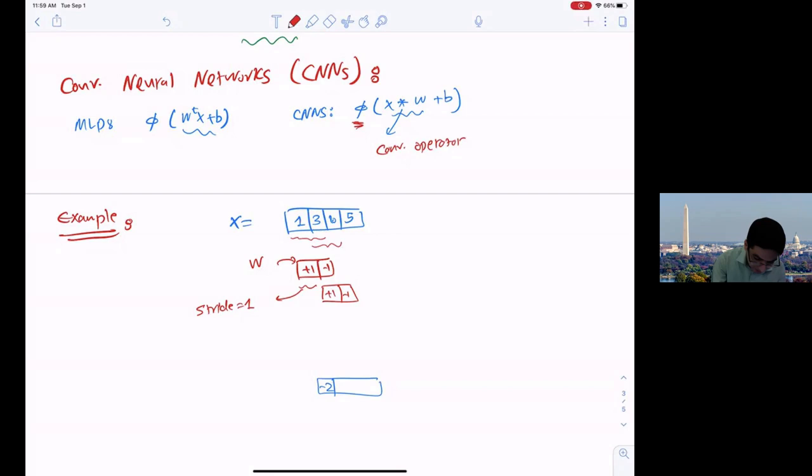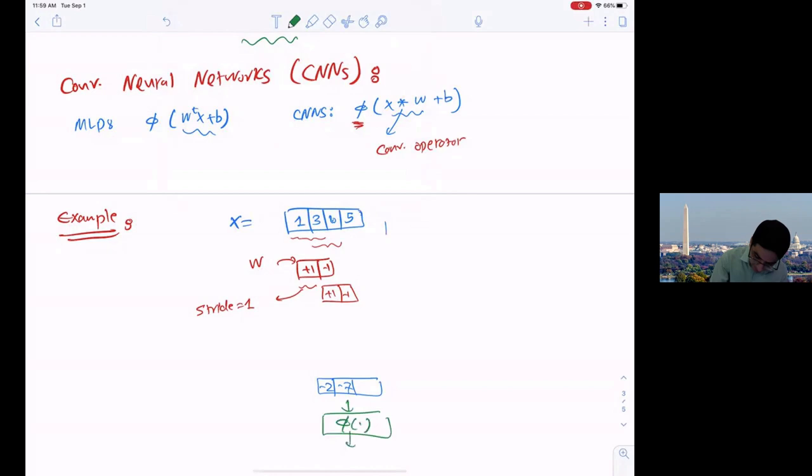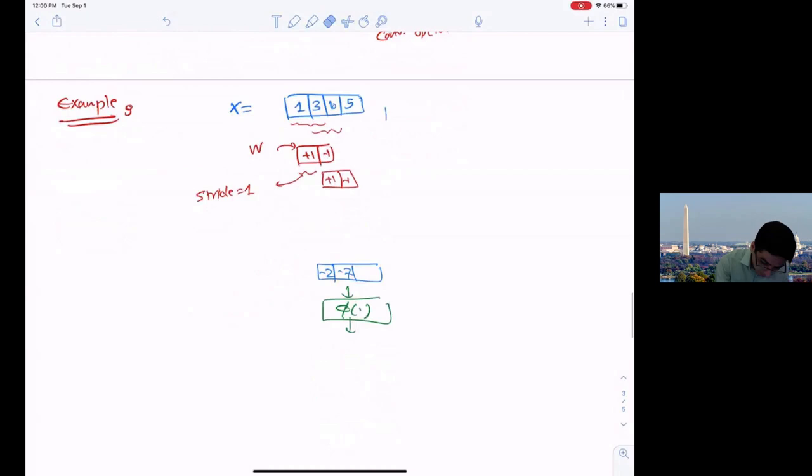And keep going. At the ends, there are different ways you can pad zeros in order to look into the edges, or you can do a circular convolution. Those are minor details, but that's the basic idea of the convolution operator. And then you apply your nonlinearity on top of it, let's say a ReLU or any other activation function, on the outputs of your convolution operation.